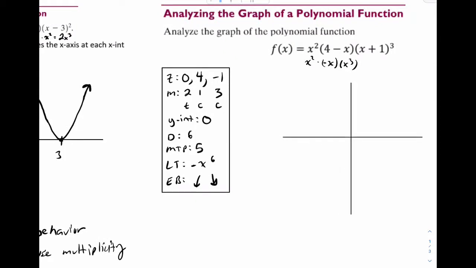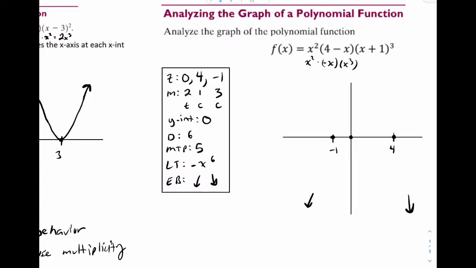So we'll do the same thing we did last time. We're going to start with our arrows, our end behavior. So I'm just going to put down and down. We'll adjust it if we have to. The zeros and the y-intercept. So we have 0 and then 4. Let's put 4 like over here. And then -1. And we're going to connect it now.